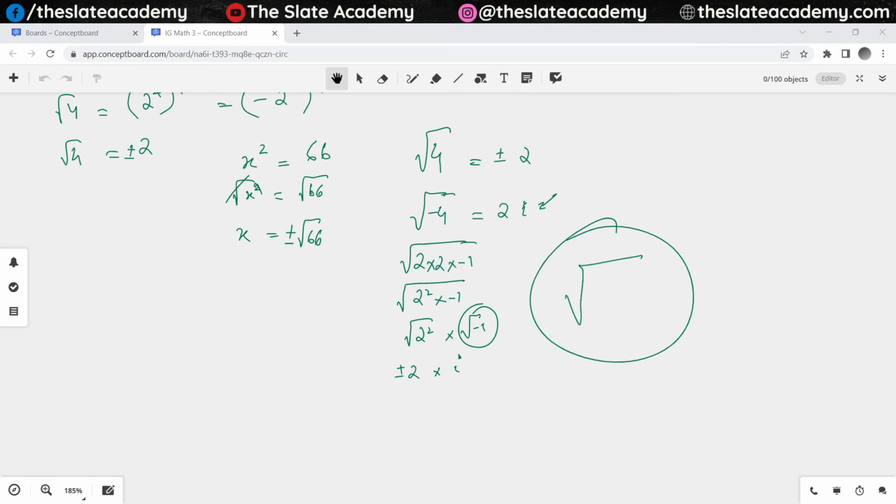You'd only be able to get it if you are in the complex mode. If you are in the normal math mode, let's just set your calculator back to normal. So you press mode again and you press 1, comp. Here if you do root minus 4, you'd get a math error.